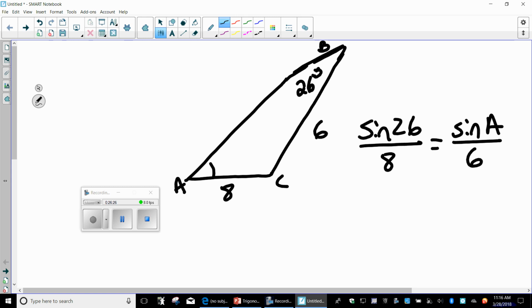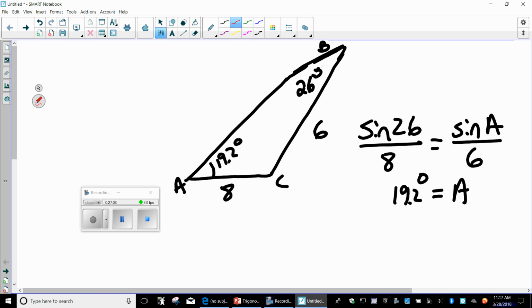So I'm first going to do the sine of 26 times 6, and I'm going to divide that by 8. And then I'm going to take the inverse sine of 0.3287783601. And I'm telling you that angle A is equal to 19 degrees. Okay, I'm just going to round it. You could say 19.2. That would be fine. 19.2 degrees. Okay, I'm going to go ahead and draw my second triangle.